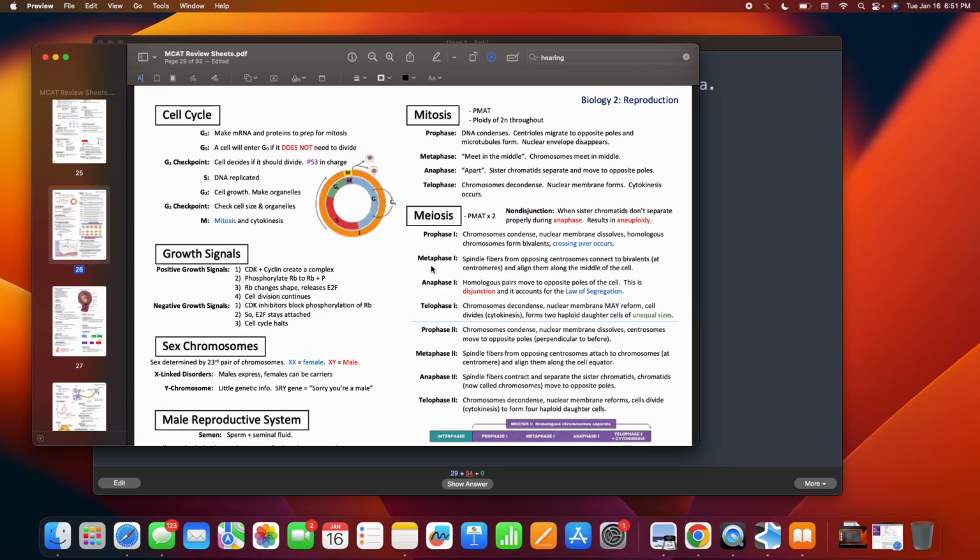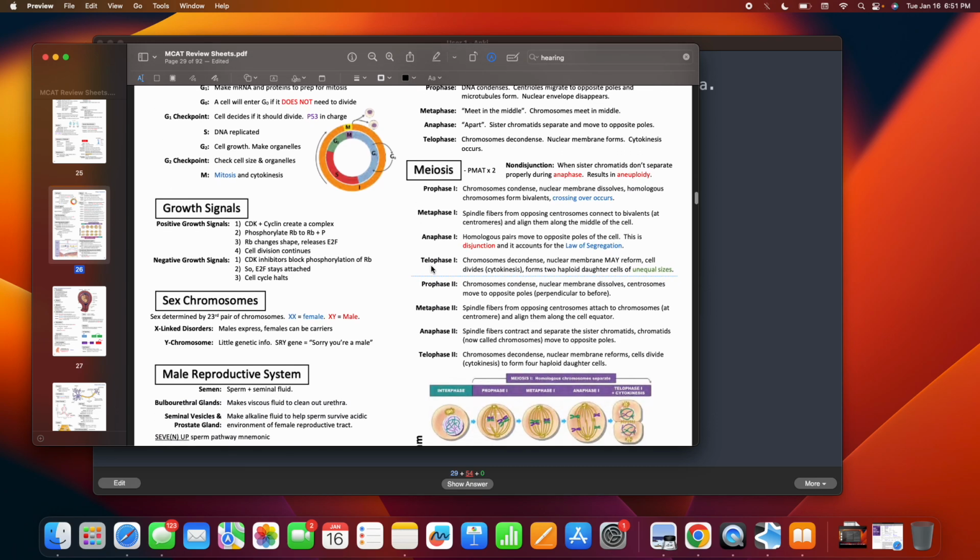And then in metaphase, the chromosomes meet in the middle. That's where the spindle fibers from opposing centrosomes connect to bivalents at centromeres and align them along the middle of the cell. And then we have anaphase 1, where homologous pairs move to opposite poles of the cell. This is disjunction, and it accounts for the law of segregation. So it's disjunction because you are separating them. The junction is not available anymore.